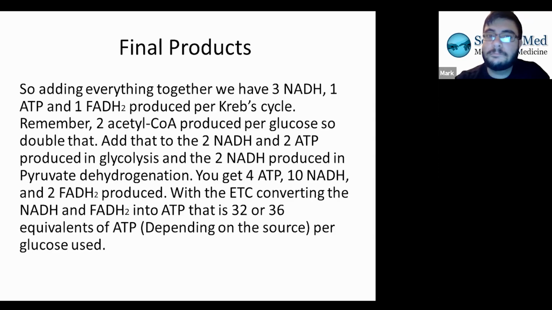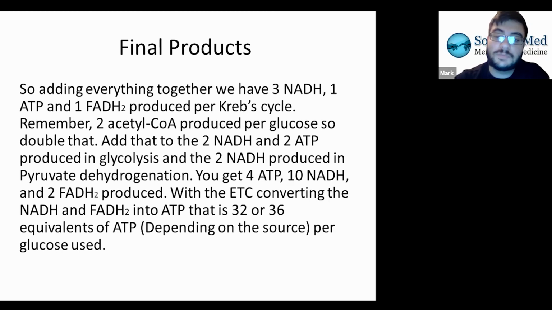So the final product of everything, right? Adding everything together, we have 3 NADH, 1 ATP, and 1 FADH2 produced per Krebs cycle. Remember, 2 acetyl CoA per glucose, so double that. 6, 2, and 2. Add that to 2 NADH and 2 ATP produced in glycolysis, and the 2 NADH produced in pyruvate dehydrogenation. Adding this all up, you get 4 ATP directly, 10 NADH, and 2 FADH2 produced.